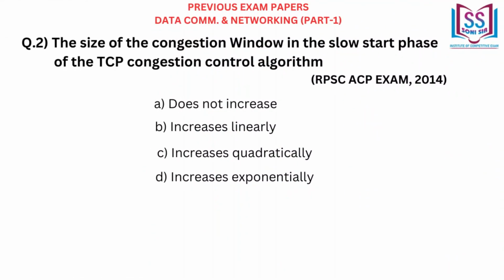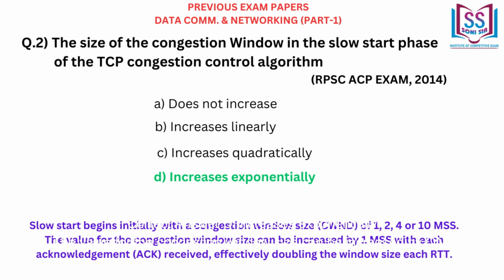The size of the congestion window in the slow start phase of the TCP congestion control algorithm. A. Does not increase. B. Increases linearly. C. Increases quadratically. D. Increases exponentially. Correct answer D. Increases exponentially. Slow start begins initially with a congestion window size of 1, 2, 4 or 10 MSS.